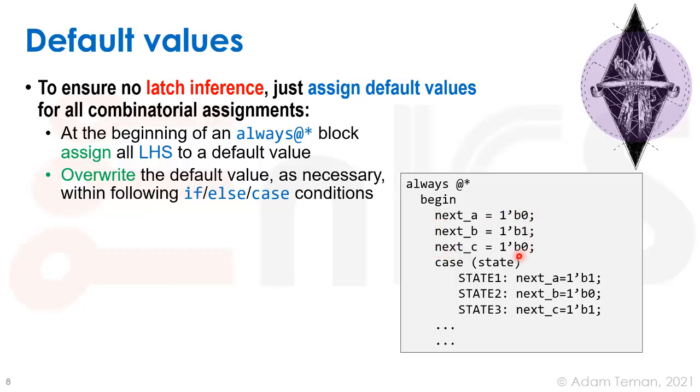That way, these are going to have a default value. We don't have to put in every state in the case or in every branch of the if else an assignment to all three of these values. So we can have state 1 assign next A, state 2 assign next B, and state 3 assign next C. But if we get to state 3, next A and next B will have a value, which will be 0 and 1. We don't have to worry about any latch inference. So that's a really good practice.